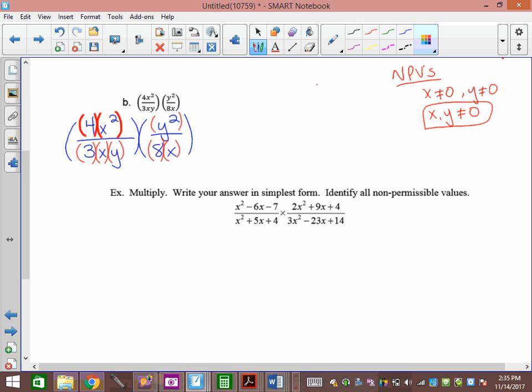Then just like yesterday, once we have NPVs stated, if we have something in the numerator that can cross off something in the denominator, we go ahead and do it. Now, x squared is like having what? X times x, correct? And y squared is like having y times y. So now I can cancel, it's always 1 for 1, right? So this y can cross off one of the y's. This x can cross off one of the x's. This x can cross off one of the x's.